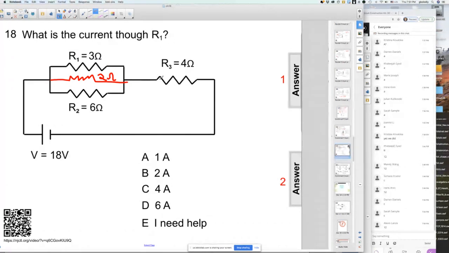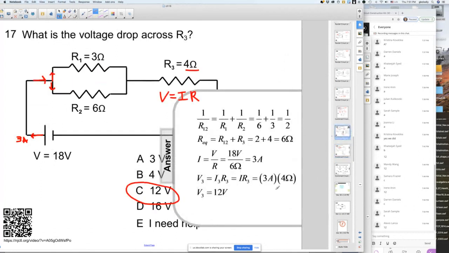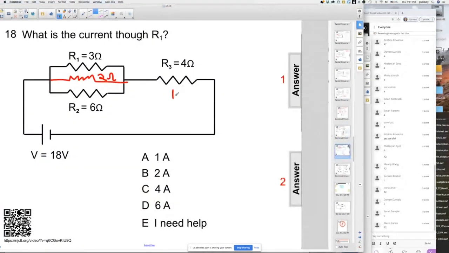Okay. Another way of doing it, we just found the voltage across here, right? It was 12 volts. This is 12 volts. We know what the voltage across this resistor is and this resistor. It's the same, but what is it? They add up to 18. So if this is 12, this has got to be 6 volts across here. 6 volts across here.